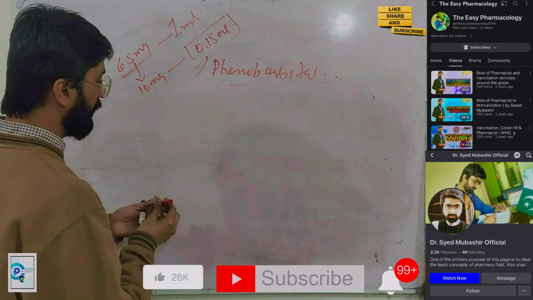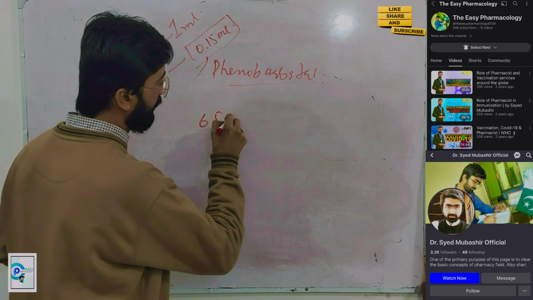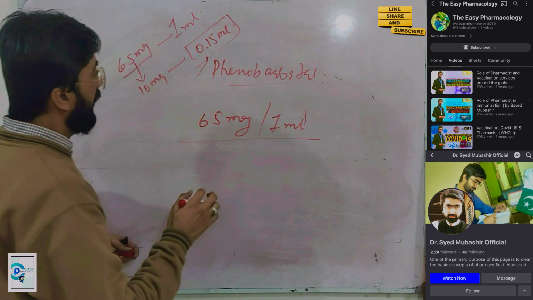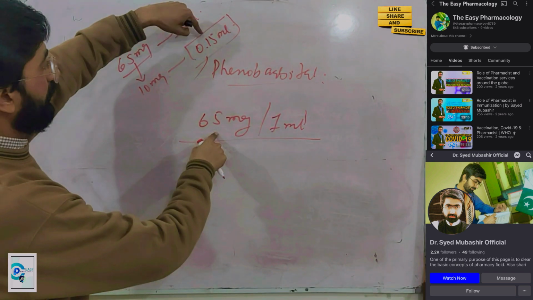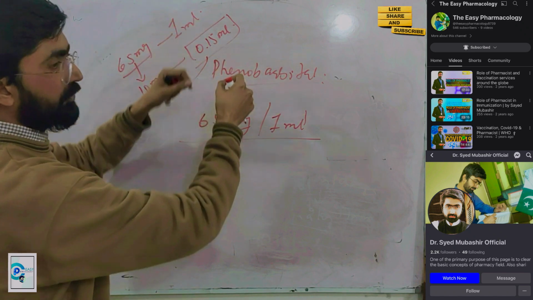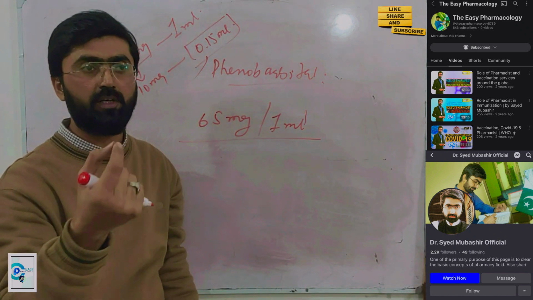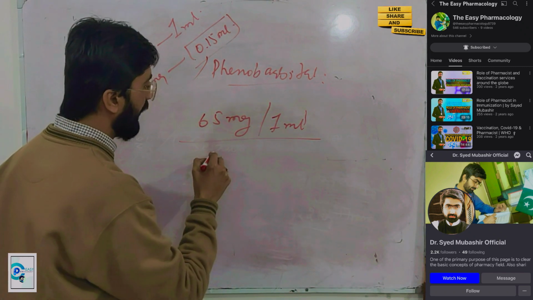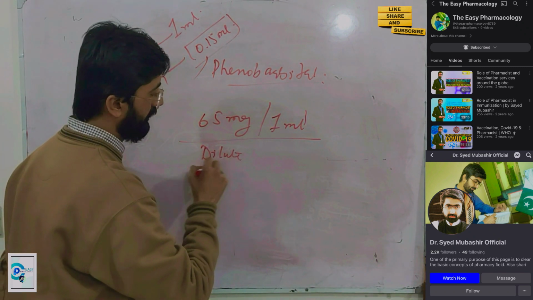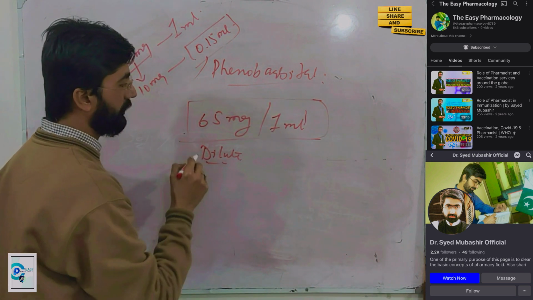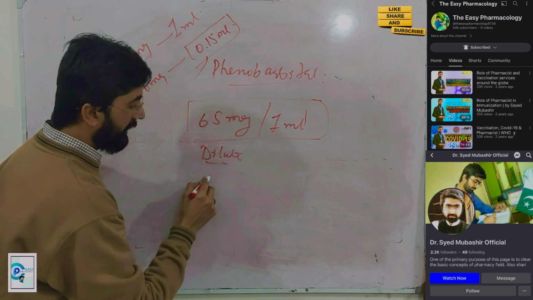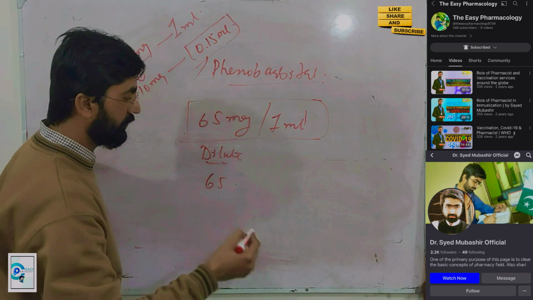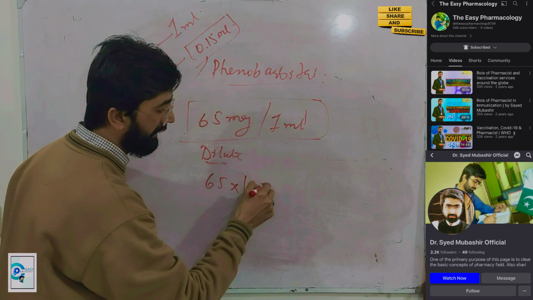Let's suppose the available strength is 65 milligram per 1 ml. If this is the situation, the answer is 0.15 ml, and it is quite difficult to draw such a volume in a syringe. So you will dilute the available strength. You will dilute the 65 milligram, which is available in 1 ml, with, let's suppose, 10 ml.